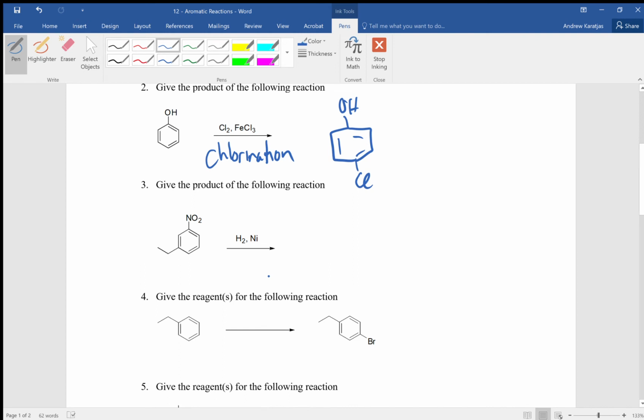In number 3, we have the hydrogenation. And remember that hydrogenation is one of the sets of conditions we have that converts a nitro group into a primary amine.